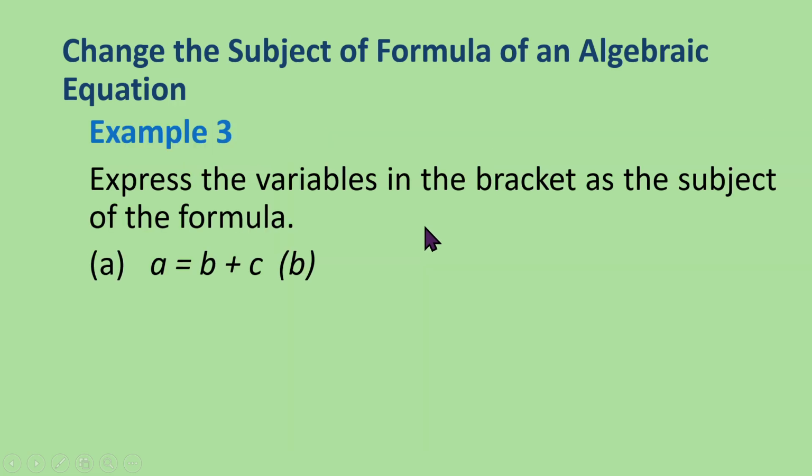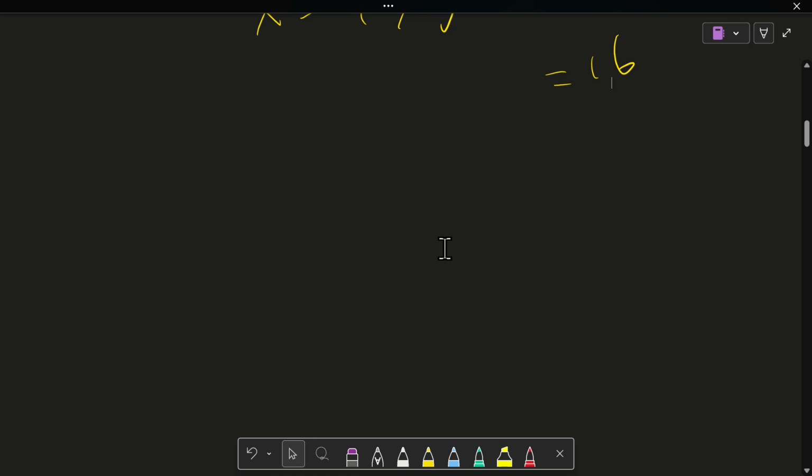Example, express the variables in the bracket. a equals b plus c. So you have to write it in terms of b. So it says a equals to b plus c. So what is it in terms of b? So b is equals to a minus c.